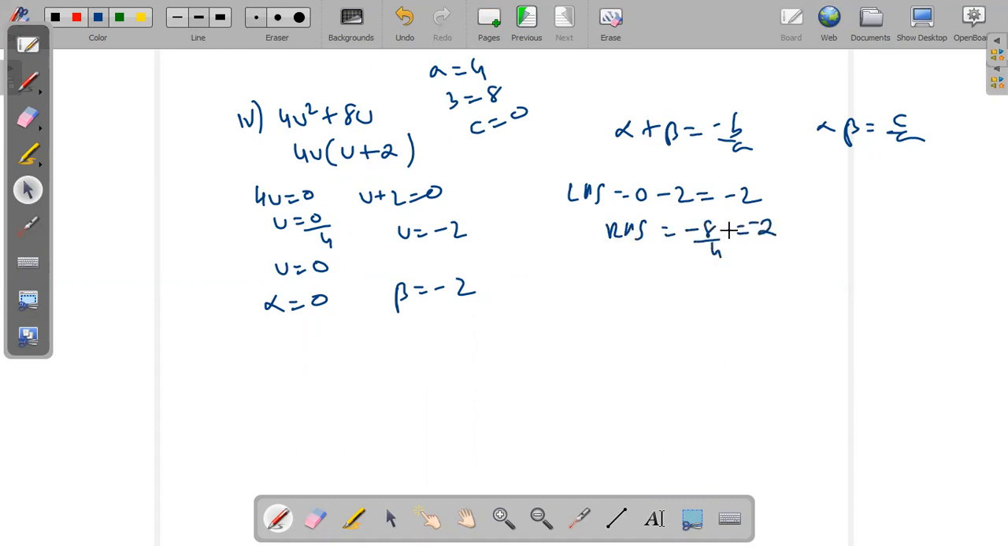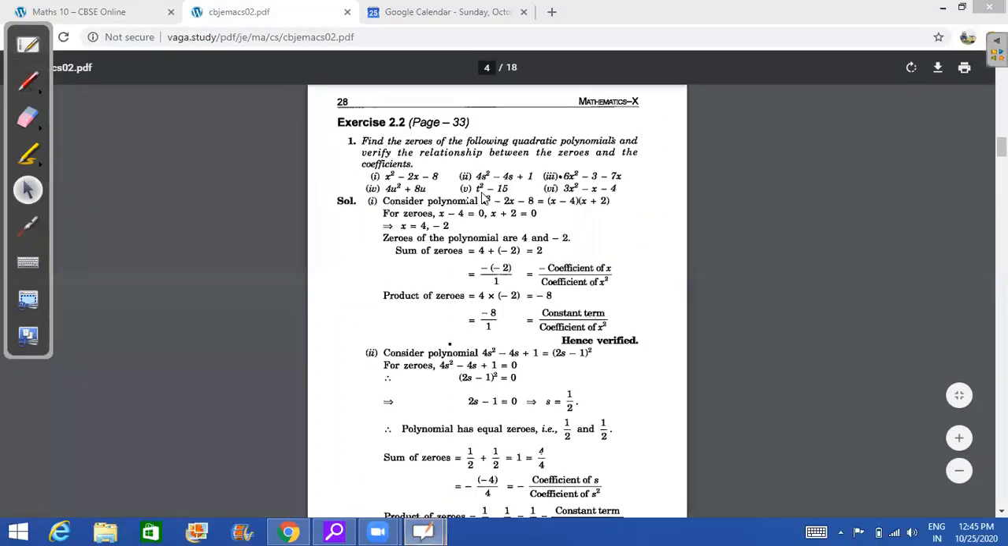Again, I'm going to get negative 2. So both are equal. Similarly, LHS alpha into beta, that is 0 into negative 2. So that's 0. And RHS, if I calculate, that is c by a, that is 0 by 4, which is also 0. So LHS equals RHS, hence verified. So this is the method. You need to practice these questions. I'm sure you will be able to do it very easily once you understand the technique.